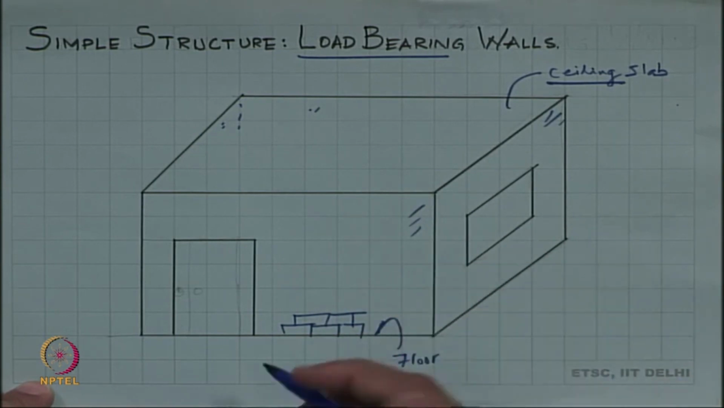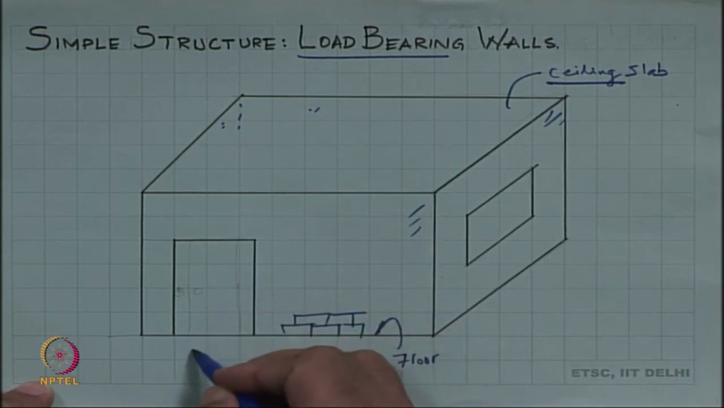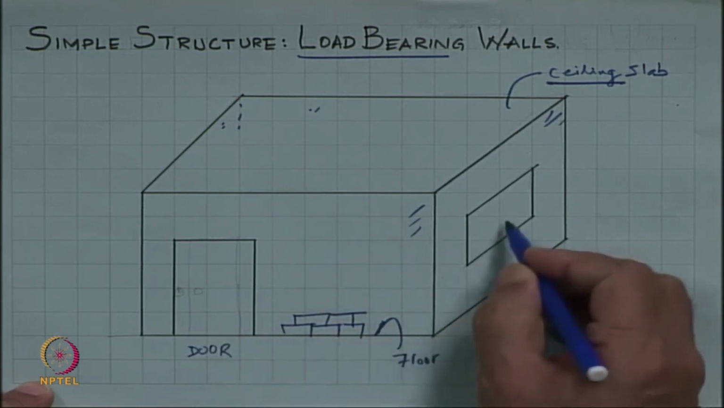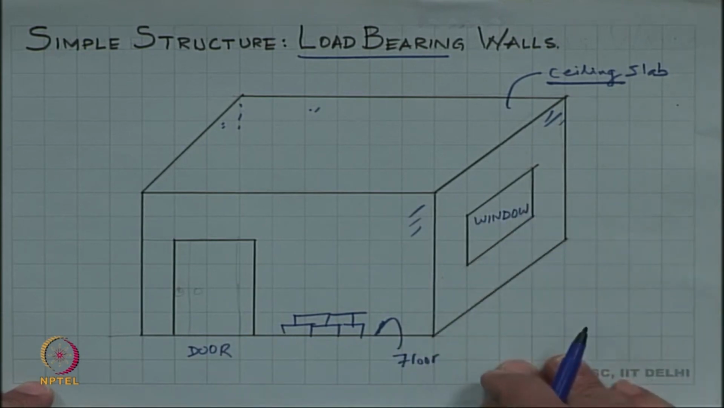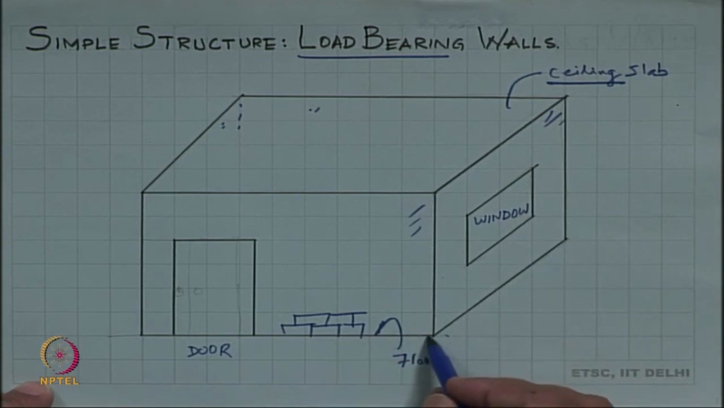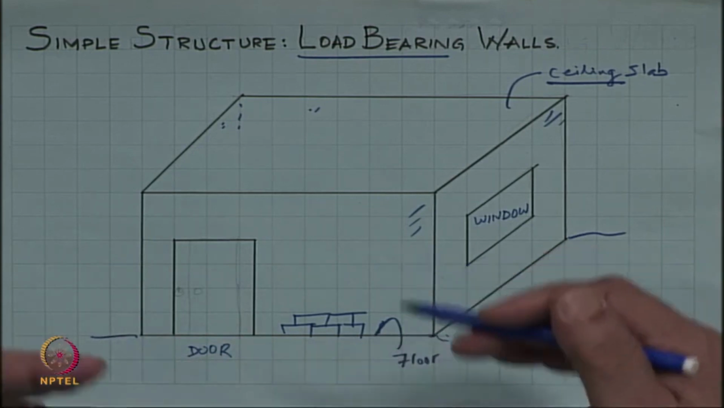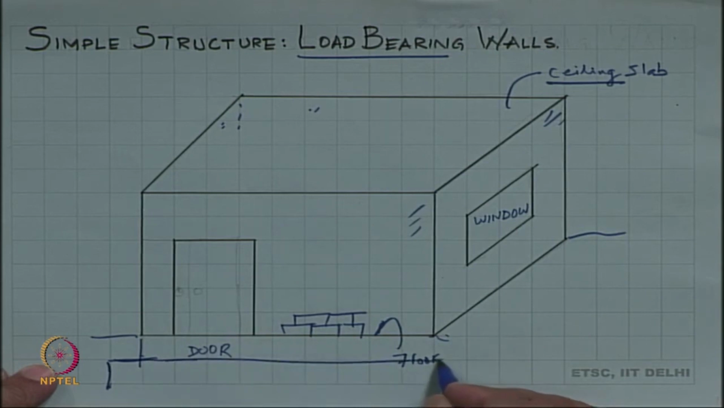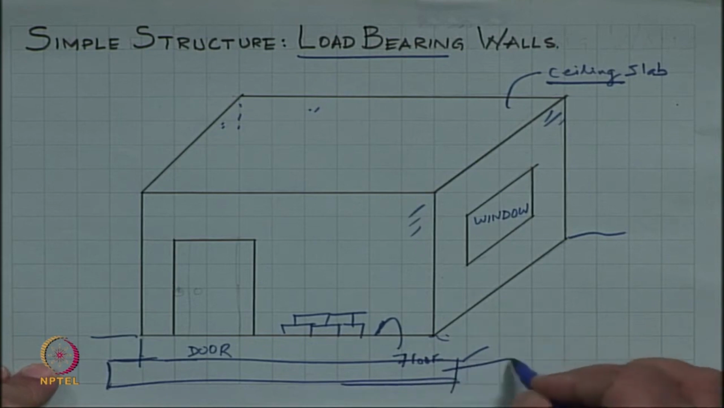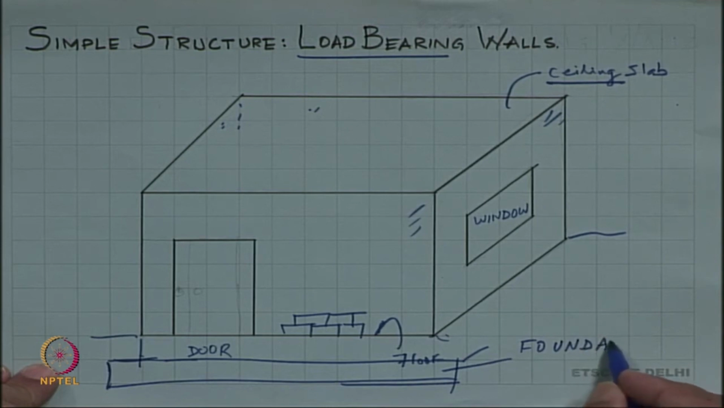In this I have shown two typical features. One here, this is a door, and on this side this is a window. This is sitting on the ground, but all these structures start below the ground, and this is a very important part called the foundation.